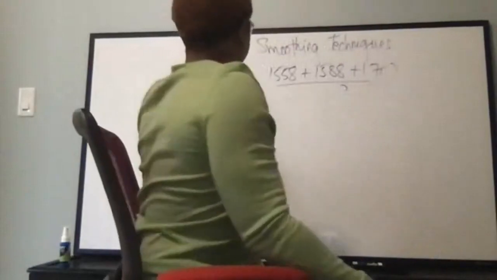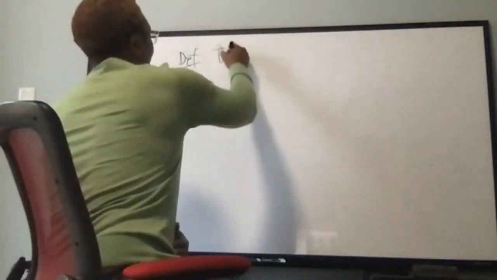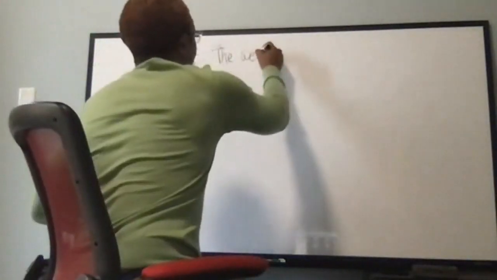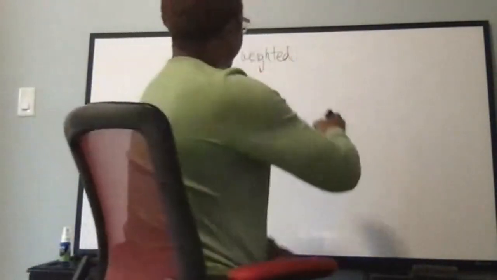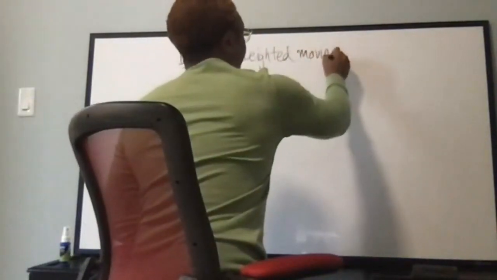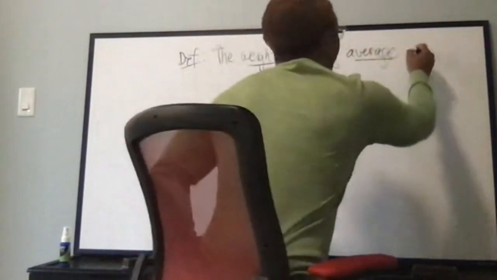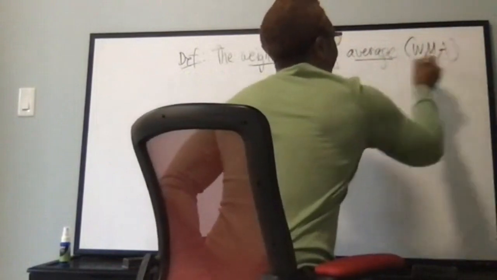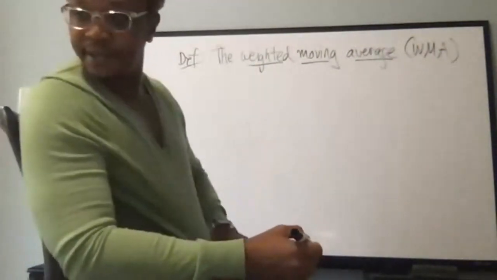What if you have situations where you have the same numbers themselves, but the weights are different? So what we're going to do is define this. We're going to say definition, and we're going to call this the weighted moving average. I'm going to call that WMA. We had SMA first, but now we're going to transition to WMA.